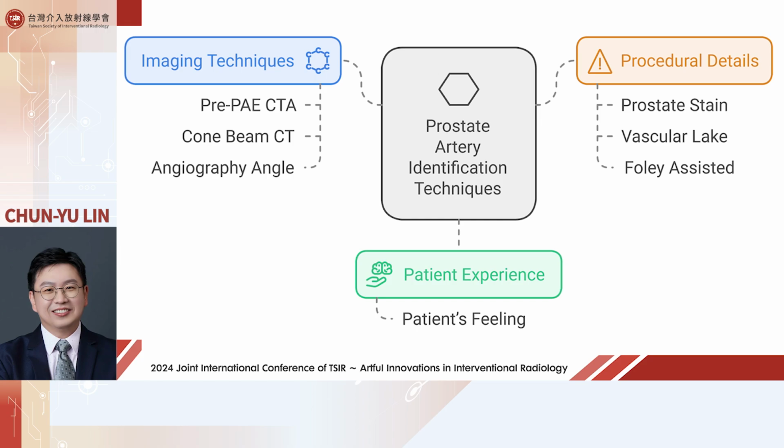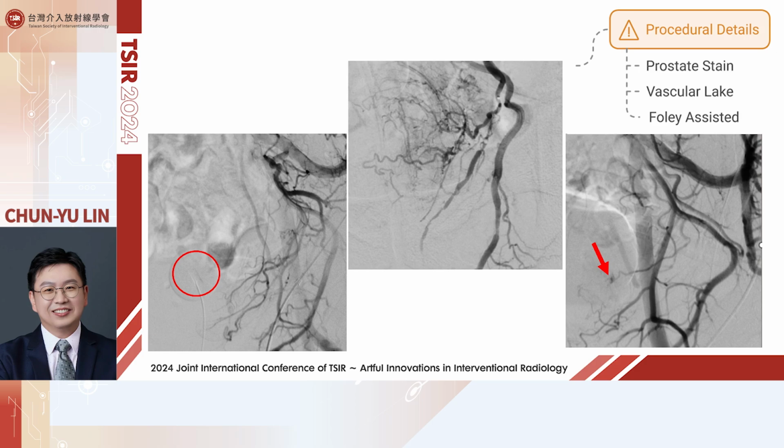We can use imaging techniques. We do the CTA and combine CT during the procedure, and the angiography angle if you do not do the CTA or combine. In procedure detail, you can see the prostatic stent, vascular leg, or you can use the Foley. Sometimes you need the patient to feel the warmness of the anus or the penis area. In the first few cases, we have to do the Foley insertion.